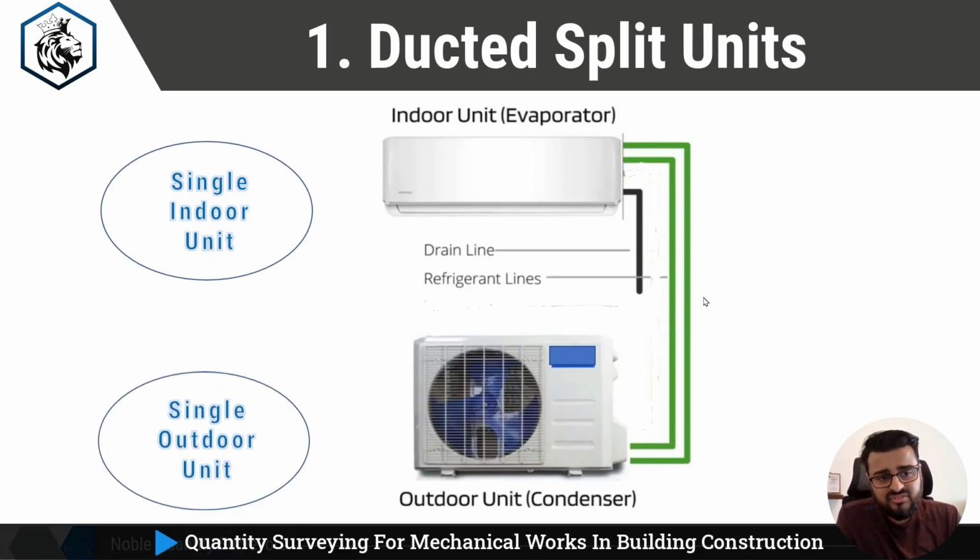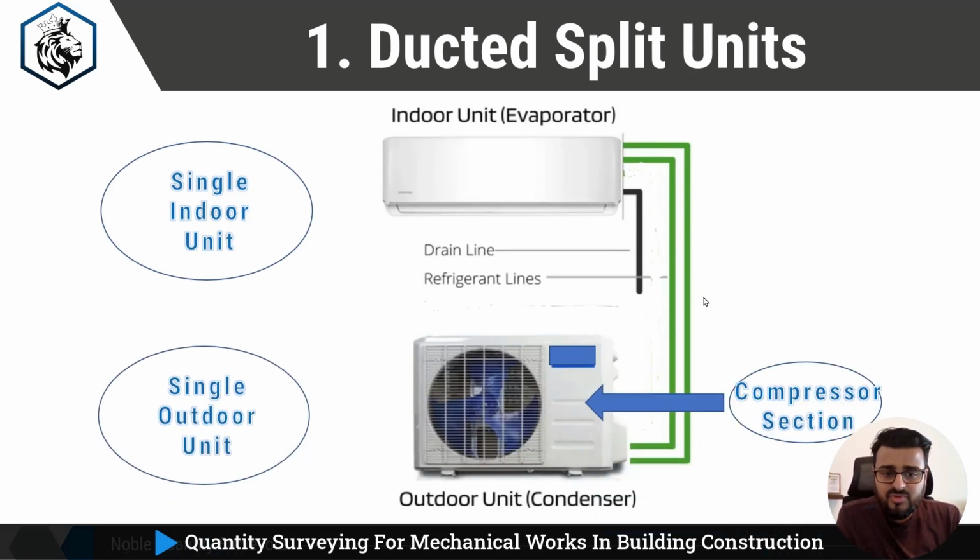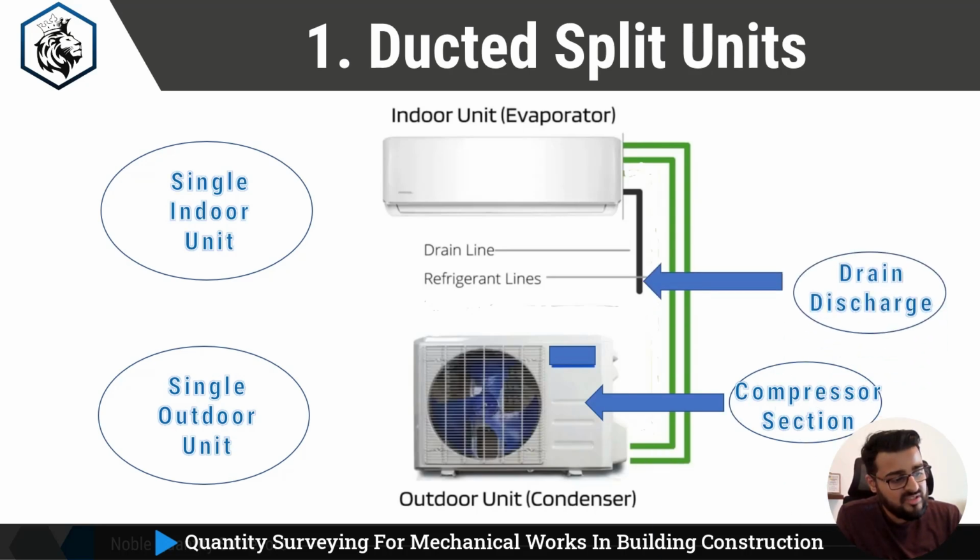So what I have discussed is single indoor, single outdoor, and this is the compressor section. It will have 2 units. This is the condenser section, in which 3 units will be located: the compressor, the expansion valve, and the condenser unit. And what you see in black is your drain discharge. Why the drain discharge? Once condensation happens, when the humid air comes in contact with the cooled air, it will condense, and this water has to be discharged to the nearest drain points.